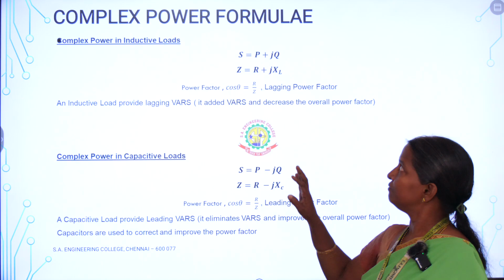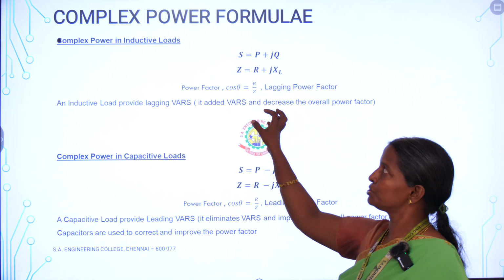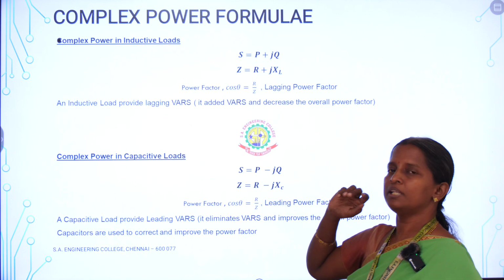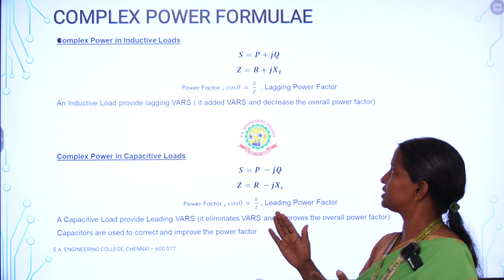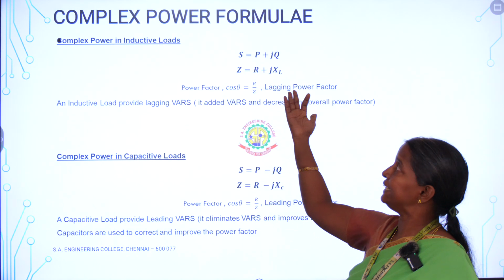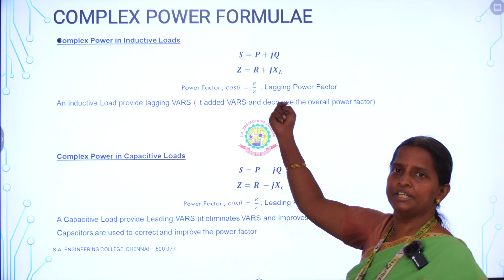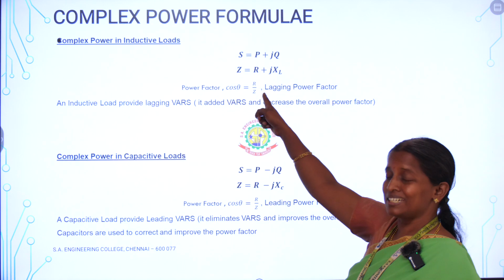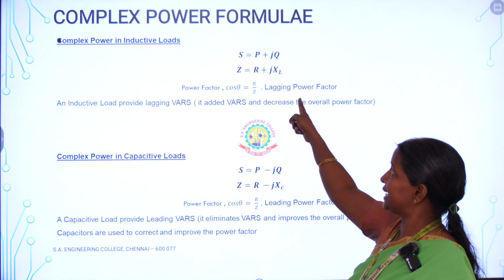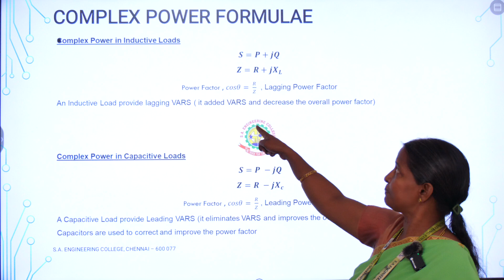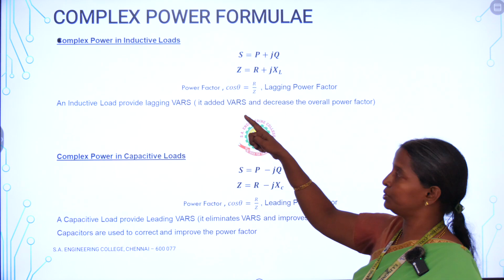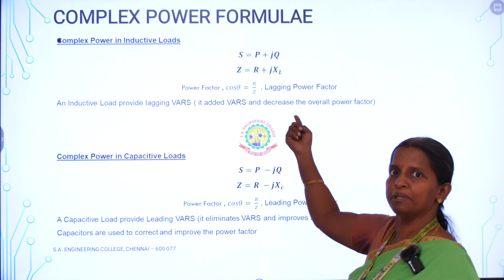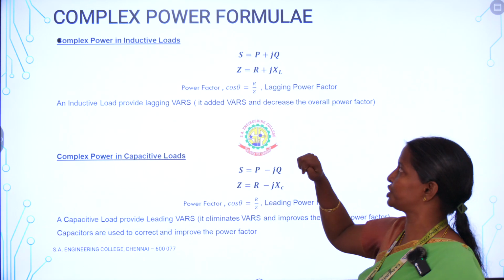And the next step, what are the various formulae we are going to use in the complex power for the inductive load, for the capacitive load, and the combination of the RL loads or RLC loads. So how to find out for an inductive load? So first, if you are taking an inductive load, it is S is equal to P plus jQ. Here the Z is given by R plus jXL, already we know that. And what is the power factor? R by Z, already we know that. But the important thing is the power factor is lagging in nature because the current lags the voltage.